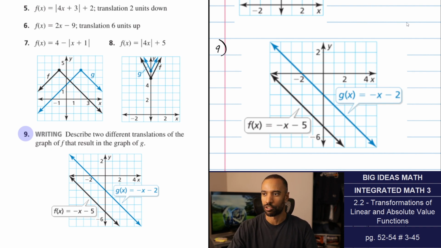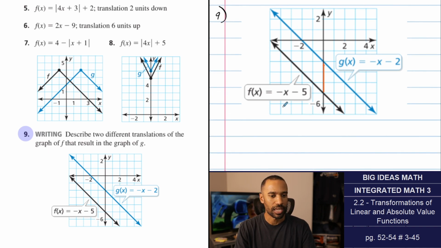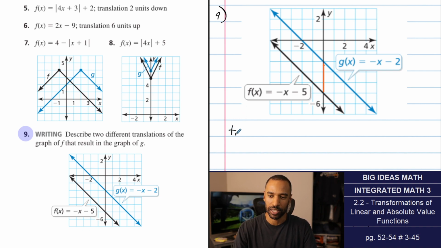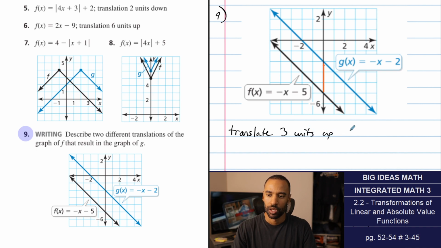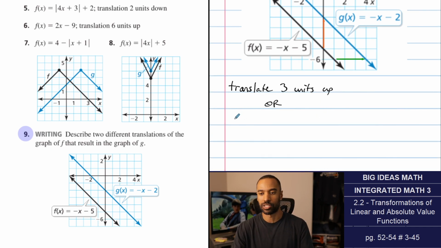Let's talk about a vertical translation first, especially when you see it on the y-axis, right? The y-intercept, rather. I'm trying to make an orange arrow. So there's an orange arrow right there. What can you tell? This translated up 1, 2, 3 units. I mean, that's true anywhere from here. 1, 2, 3 units. So when they say describe 2 different translations, we can say translate 3 units up. Or we could have translated, it looks like 3 units to the right. 1, 2, 3, like that. We can translate 3 units to the right. Either or will apply the same answer.